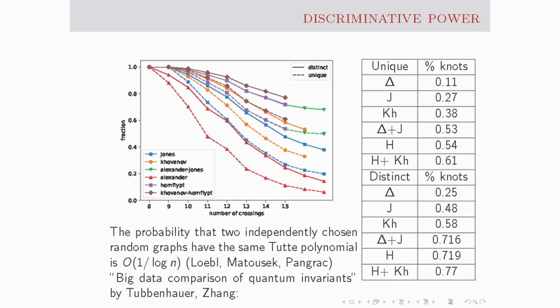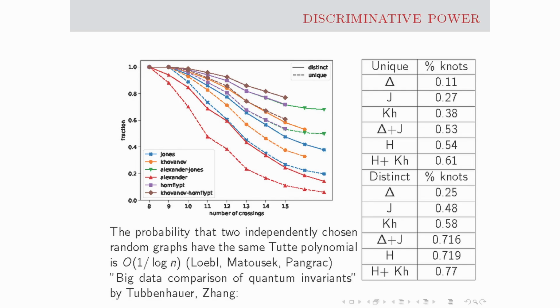And just to wrap things up, this is the picture for the table that I had in one of the first slides. How good are these invariants at distinguishing knots? Okay, and again, this is the corresponding graph. So here you see that exponential decay. Right, so there's no hope.